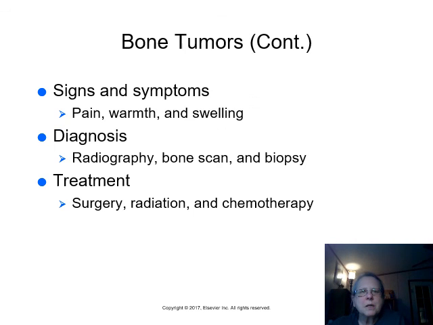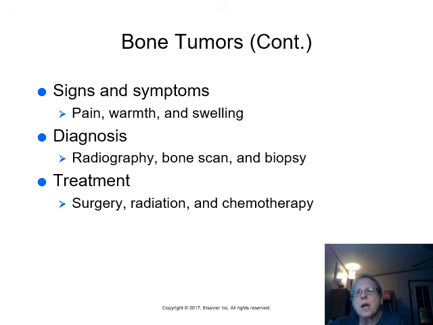Signs and symptoms: pain, warmth, and swelling. Diagnosis, they'll do x-rays, a bone scan, and biopsy. And then treatment could be surgery, radiation, chemo. Once again, this is a cancer. So surgery will be removing the tumor.